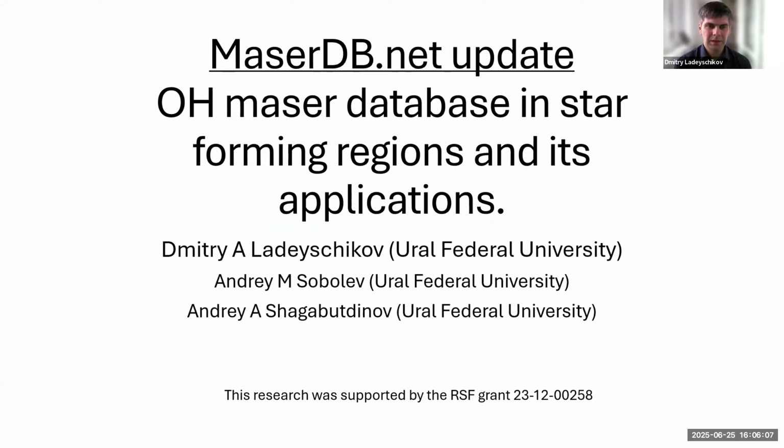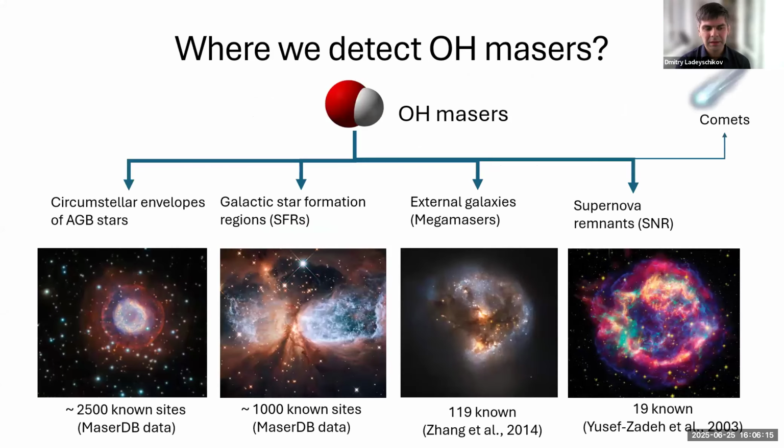My talk today is about the MeasureDB database update for OH masers. I start with mentioning where we detect OH masers. There are two main categories of OH maser sources with the most significant number: single-stellar masers in AGB stars and masers in star-forming regions. There are about 2,500 single-stellar OH maser objects known to date and about 1,000 maser sites in star-forming regions. This is information from MeasureDB.